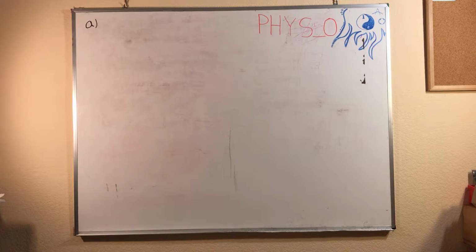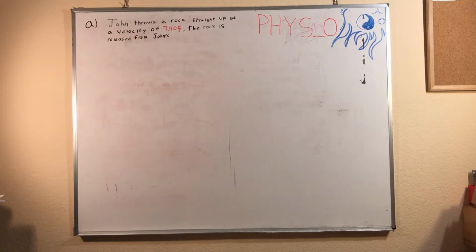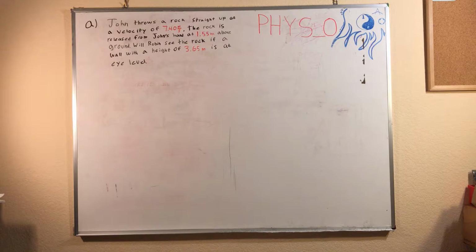So I'm going to go ahead and begin with reading the question. John throws a rock straight up at a velocity of 7.40 meters per second. The rock is released from John's hand at 1.55 meters above the ground. Will Robin see the rock if a wall with a height of 3.65 meters is at her eye level?